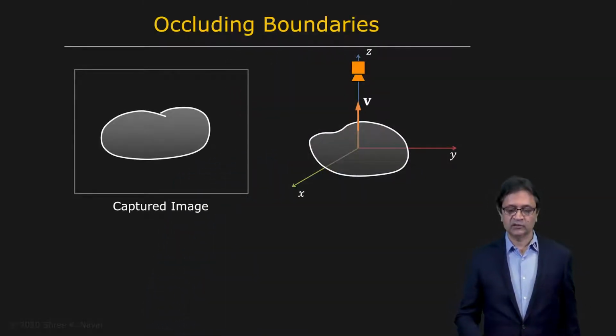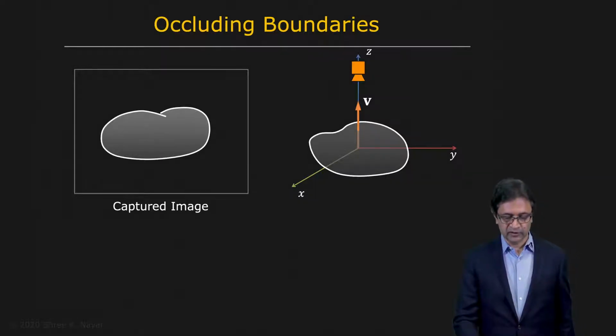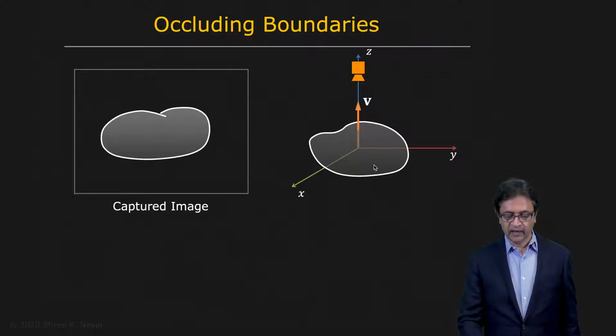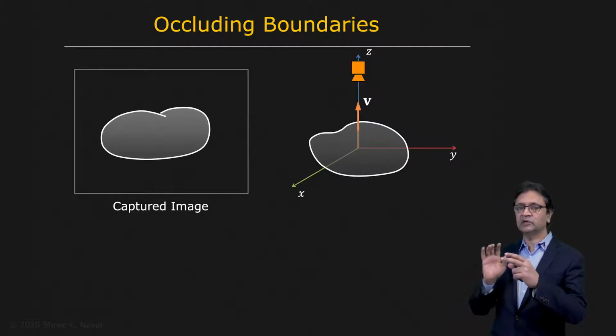And that is related to occluding boundaries. So here is an object, it's a curved object such as this. And when you take an image of this object, you may get an image that looks something like this. And this white line that you see here is called the occluding boundary. It's where the object curves upon itself. It's curving away from the viewing direction.